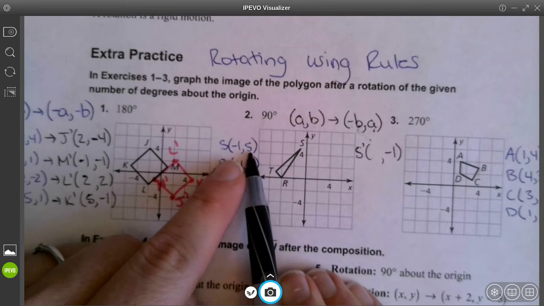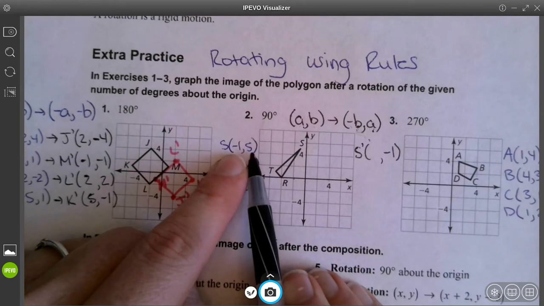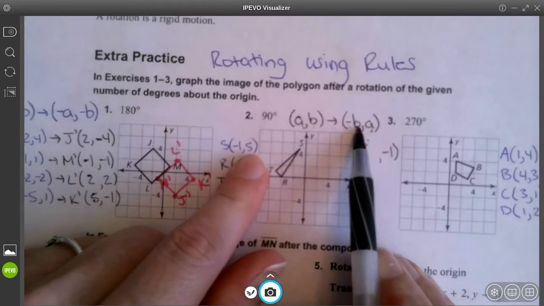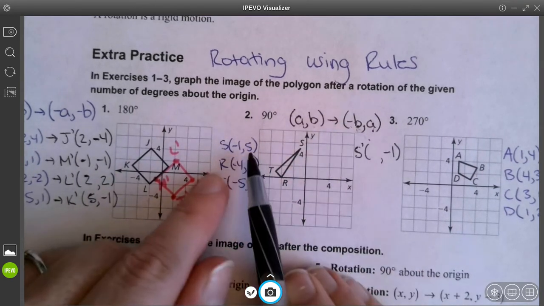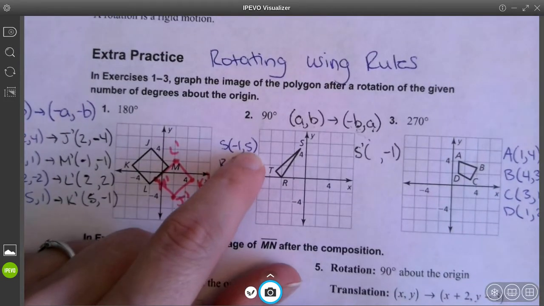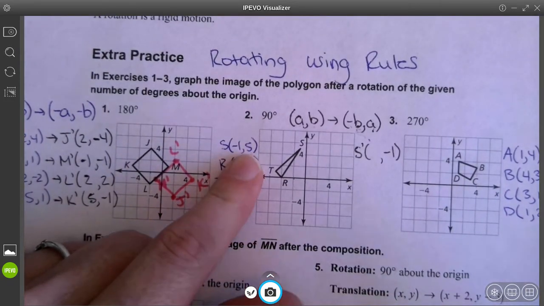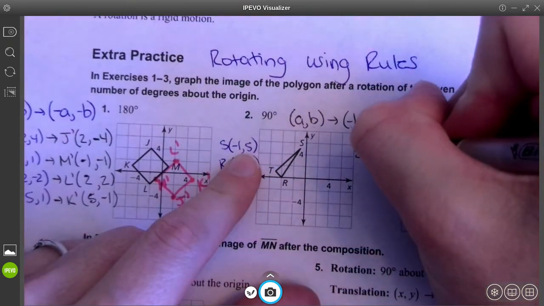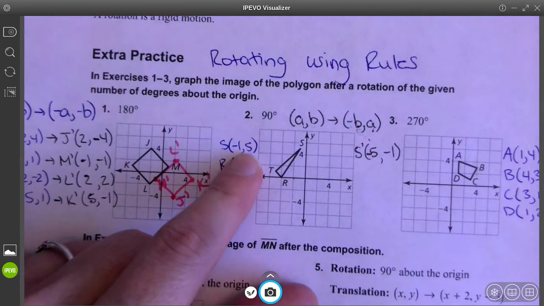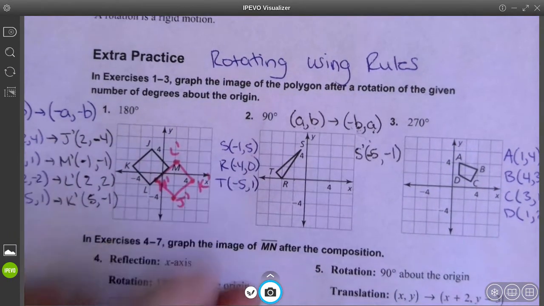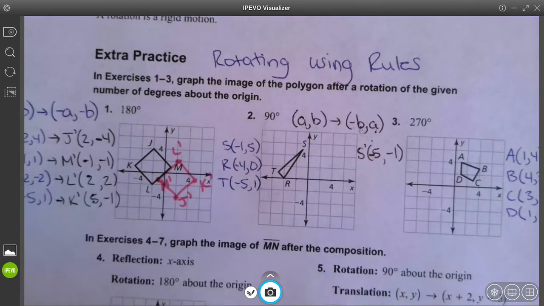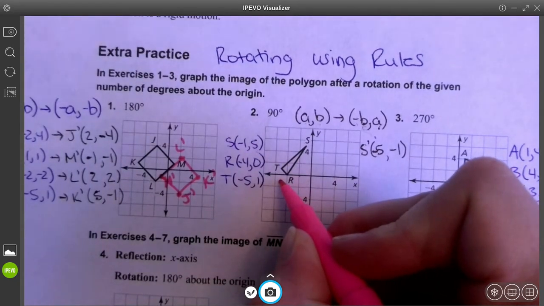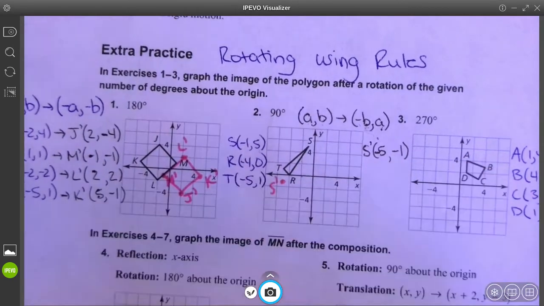Now the y coordinate of my pre-image point of point S will become my x coordinate, but I need to take the opposite. So 5, the opposite of +5 is -5, and that is the x coordinate of my image for S prime. I'm going to go ahead and graph that. S prime is located at -5, -1. Remember, it counts by 2's.